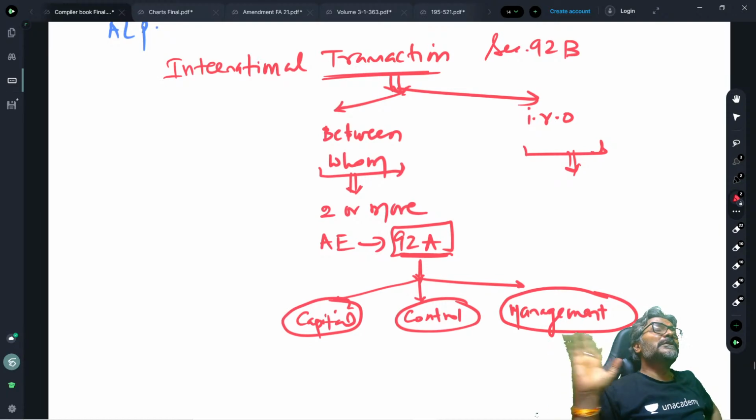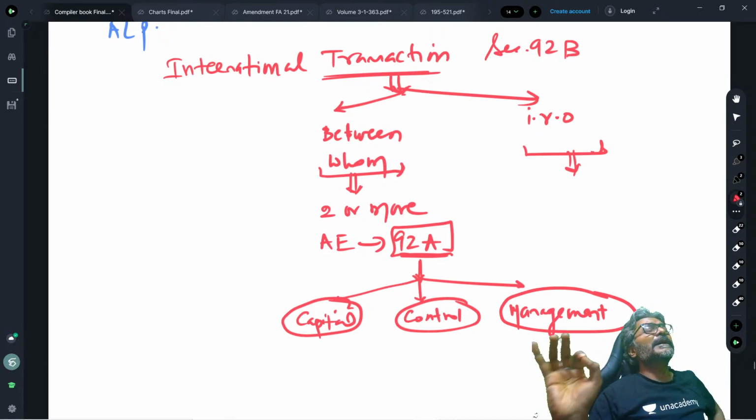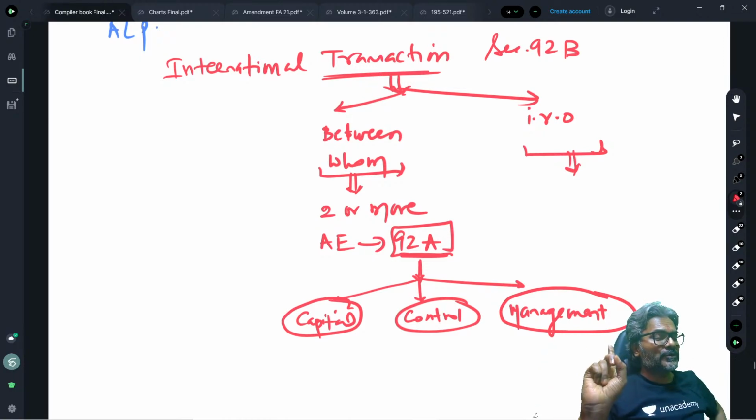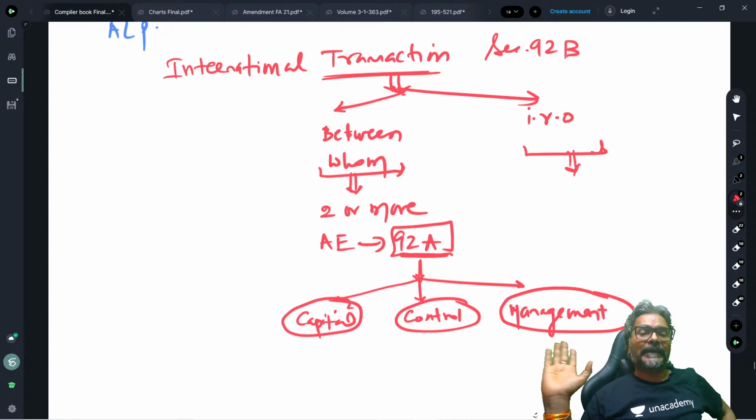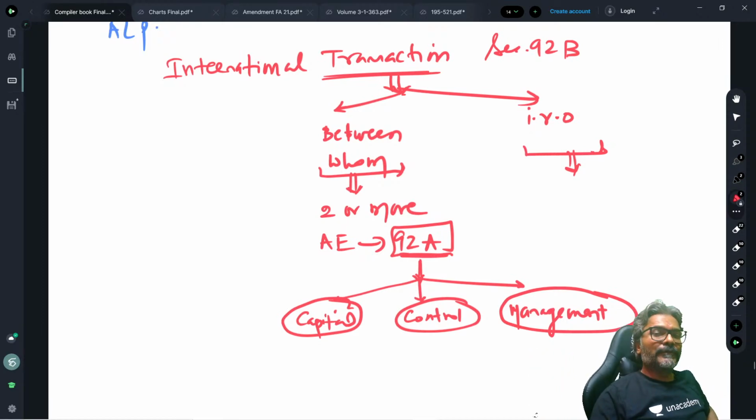It can be for the supply of goods or services, it can be for the lending or borrowing of money, it can be the purchase or the sale of properties, or for that matter, students, any transaction that has taken place between the associated enterprises which has the bearing on the profit and loss account of the Indian A. So the transaction should be in respect of what?